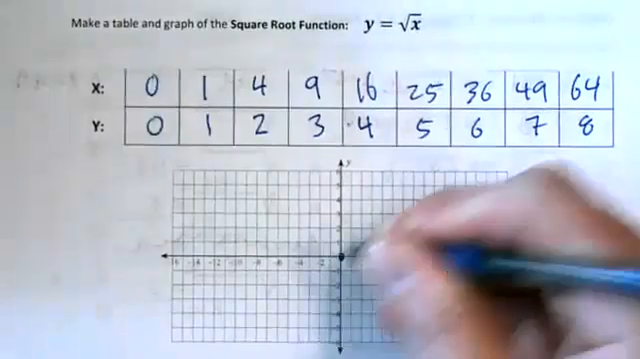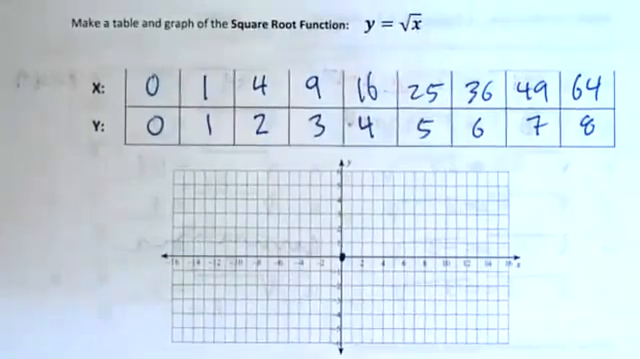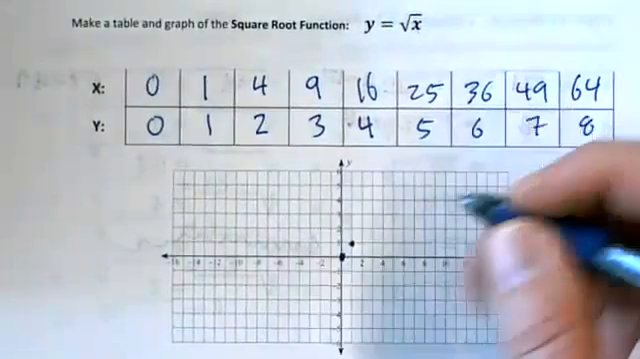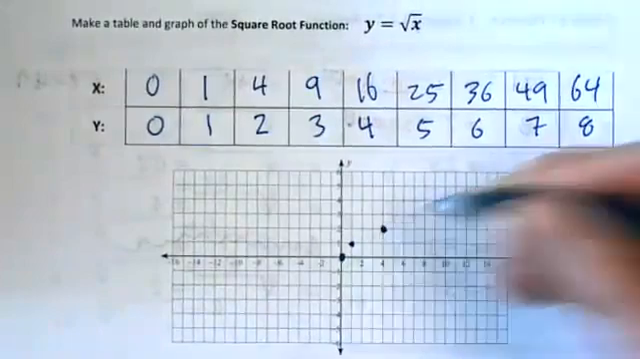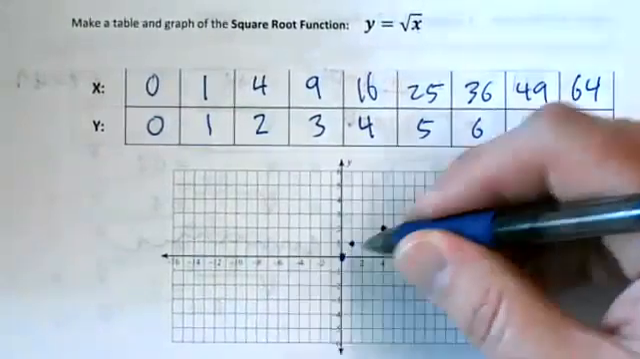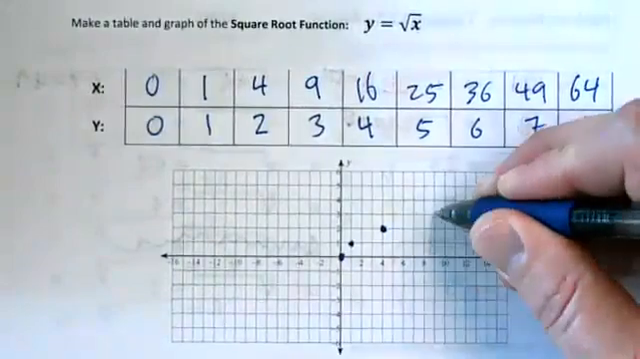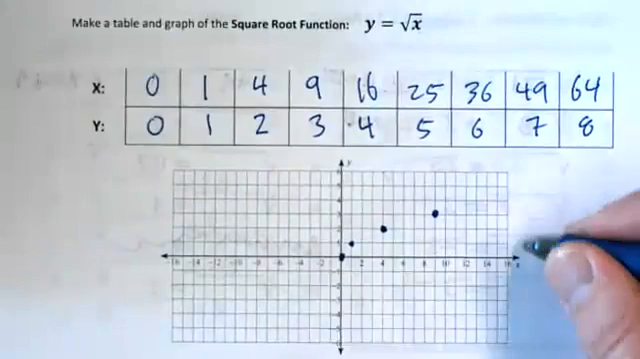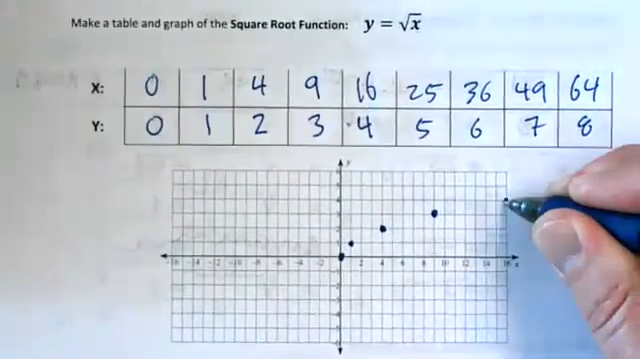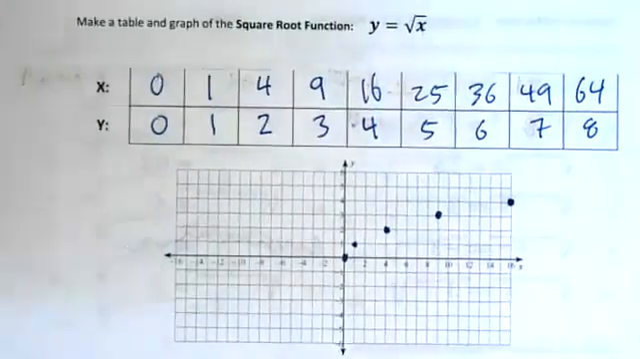Okay, let's graph this. 0, 0 is here. 1, 1 is here, and then we got 4, 2. So 4 in the x, 2 in the y would be up there. 9, 3. So 9 in the x, 3 in the y. 16, 4. Oh, it's almost like the person who made this handout designed this graph perfectly so we could get that 1 point on there.